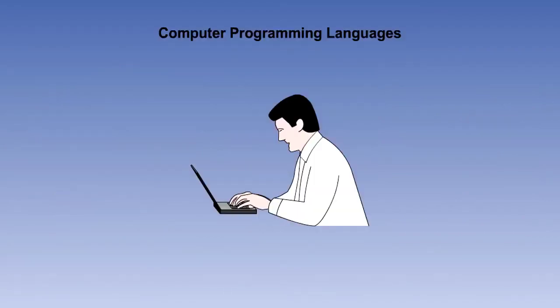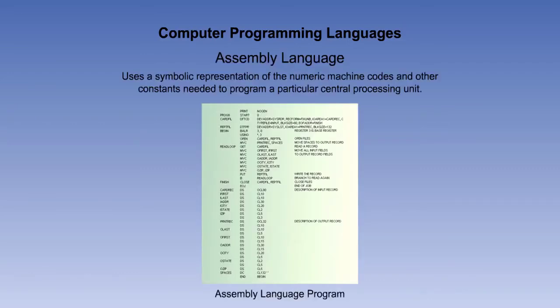A programming language is a language used by a computer programmer to write computer programs. There are a number of languages in use. Here we will define three of the most common types. Assembly languages use a symbolic representation of the binary codes and other constants needed to program a particular central processing unit. This representation is usually defined by the CPU manufacturer and is based on abbreviations, called mnemonics, that help the programmer remember individual instructions. A particular assembly language is thus specific to its related CPU.